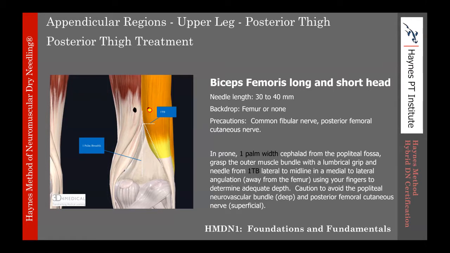The biceps femoris, long and short head. We will come down again. We're just going to go to one thumb breadth lateral or proximal from the apex of the midline here, which is about 1 palm breadth. And then we're just going to come a little bit lateral, or 1 thumb breadth lateral to that.